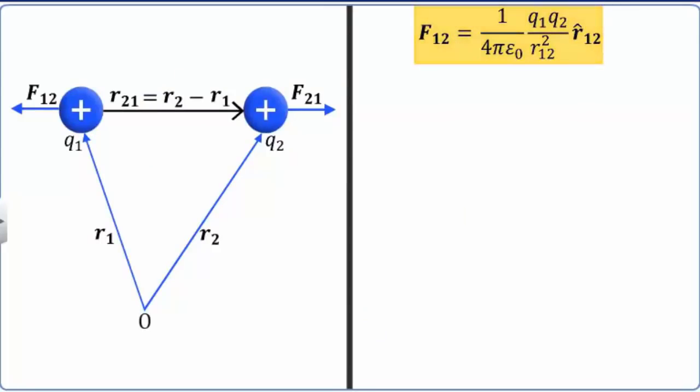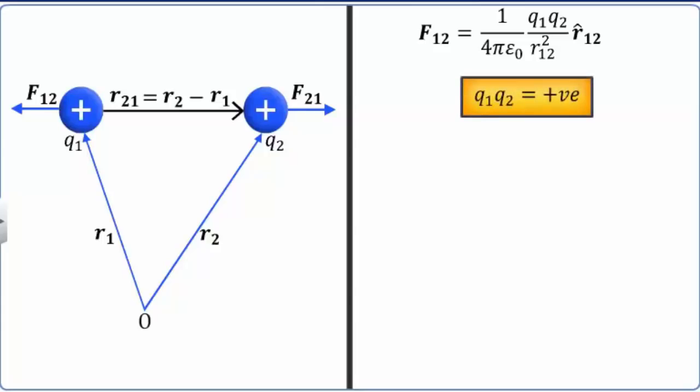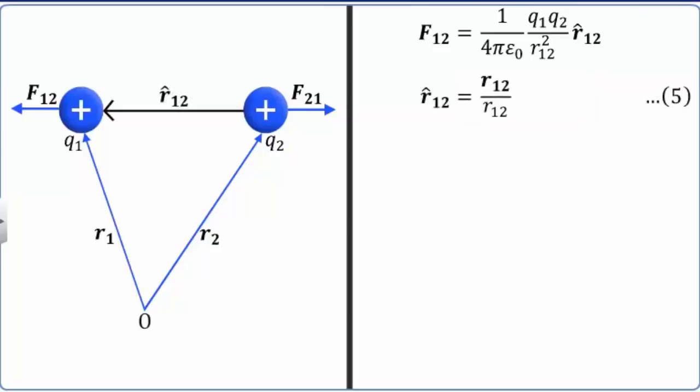If Q1 and Q2 are like charges, they repel. In this case, the product of the charges Q1 and Q2 will be positive. The unit vector R12 is given by equation 5. Here, the force F12 will be in the direction of the unit vector R12.